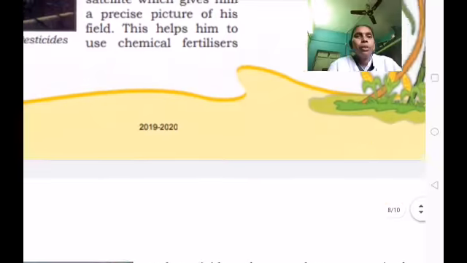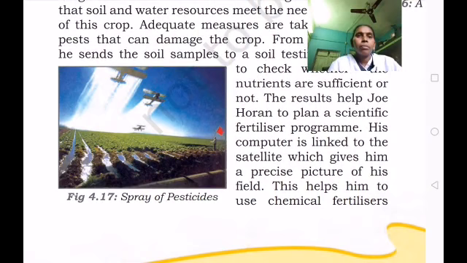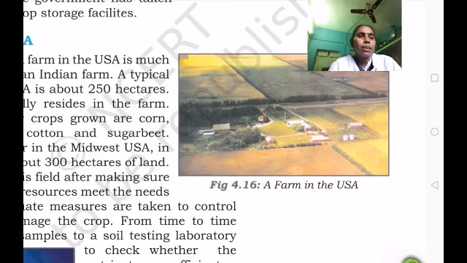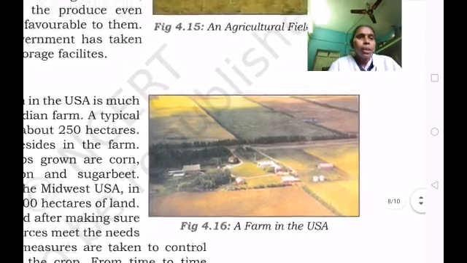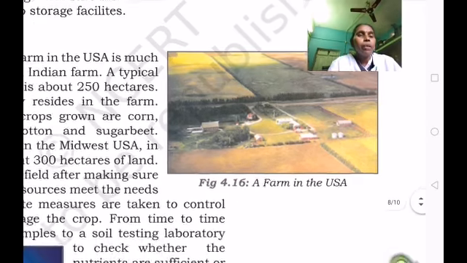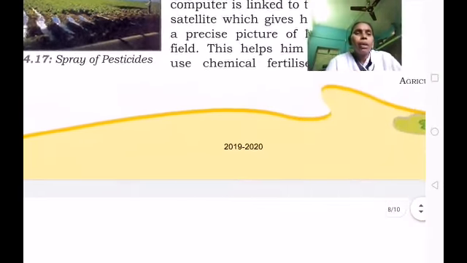So, children, you can observe here in a farm how they spray pesticides. They were spraying the pesticides on the field also. Here you can see the spray of the pesticides, and also a farm in the United States of America, compared to our country. In a small room he'll sit and give commands to his computer through satellites. He will observe everything and he is going to spray the pesticides on the plants also.